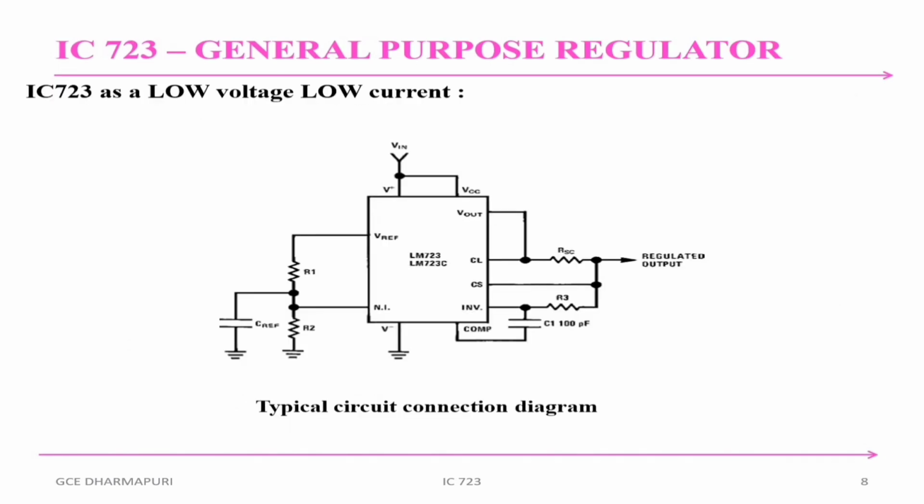So this is the IC 723 low voltage, low current typical circuit connection diagram. You can see R1 is connected between V reference and non-inverting input, and you can see R2 and C reference are in parallel. If I want to find the value of the voltage across the non-inverting input, that is equal to V reference into R2 divided by R2 plus R1.